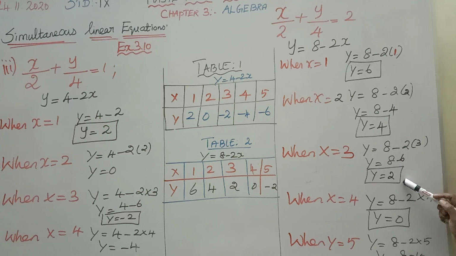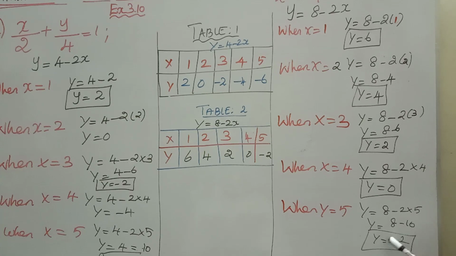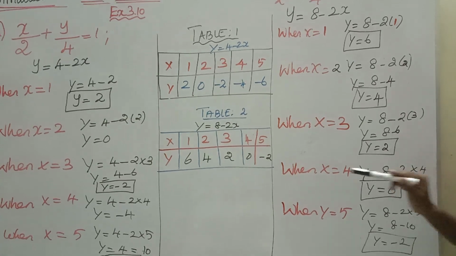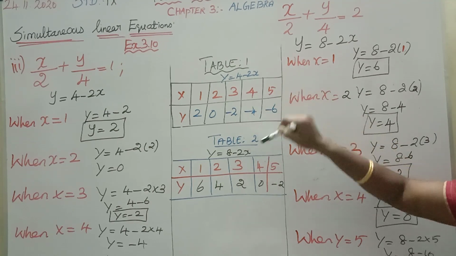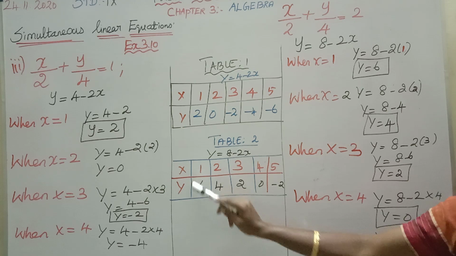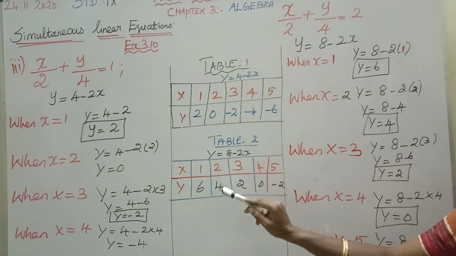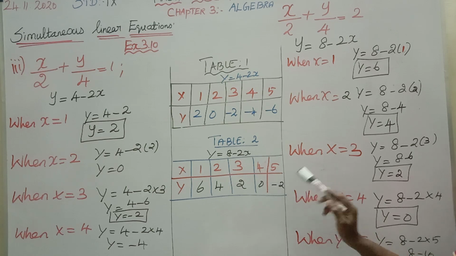8 minus 6 is 2. When x is 4, I am getting 0 because 2 4s are 8, 8 minus 8 is 0. For 5, 8 minus 2 5s are 10, so 8 minus 10, y equal to minus 6. Here I made the second table. Table 2 is for the equation y equal to 8 minus 2x. So x equal to 1 gives 6, 2 gives 4, 3 gives 2, 4 gives 0, and 5 gives minus 2.